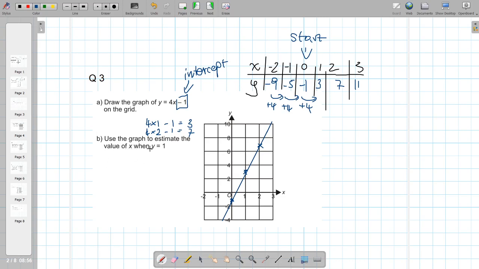Part B: use the graph to estimate the value of x when y equals 1. So what you do really is y equals 1 here, right? This is the line called y equals 1. Now if I wanted to know what x is, I just need to drop a line here, and I can see x is equal to 0.5. So this is my estimation. When they say use the graph, it's not for you to substitute it into here and calculate. It's for you to use the graph and actually see what it's going to be.